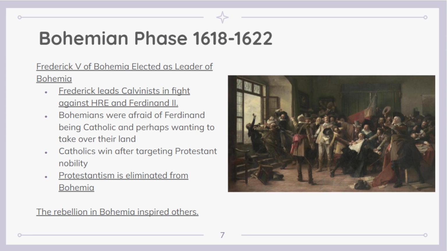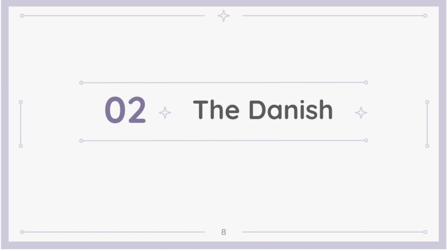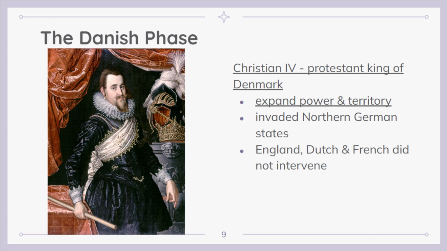So, to lead this revolt, the Protestants elect this guy named Frederick the Fifth as the leader of Bohemia. And he leads this Calvinist army to fight against the Holy Roman Emperor, Ferdinand II. And it does not go well. They do not win that fight, and it's going to wipe out Protestantism in Bohemia. But the important thing to take away is that the Bohemian phase, while it's mostly religious in nature and ends with a solid win for the Catholic forces, does inspire others to push back as well. Which then leads us to the Danish phase.